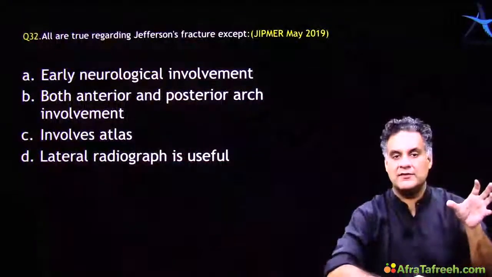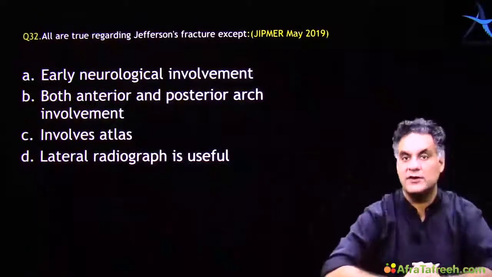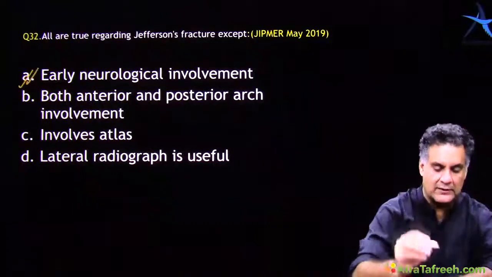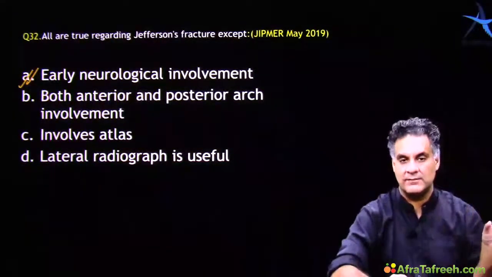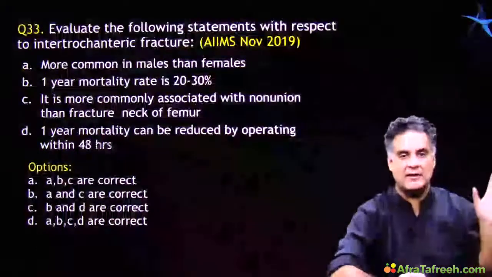All are true regarding Jefferson's fracture, except... Remember, the upper cervical spine has a lot of space for the neural tissues. That is why C1, C2 injuries rarely have neural deficit. So they don't have neural deficit in Jefferson's fracture. It is a disruption of the arch, involves the atlas, X-rays can be normal.